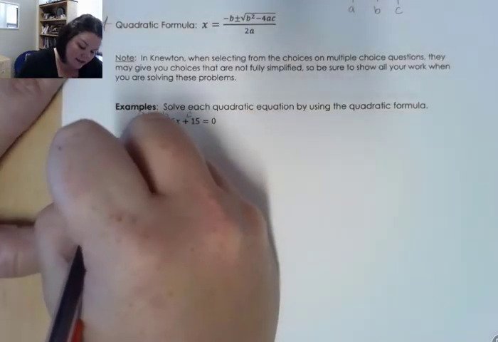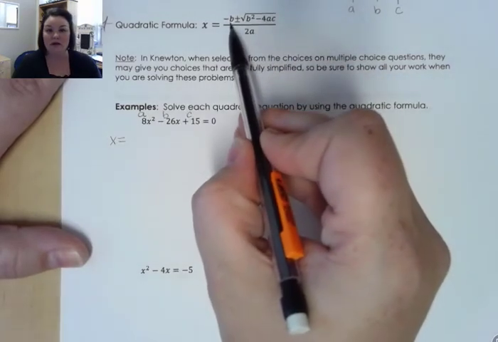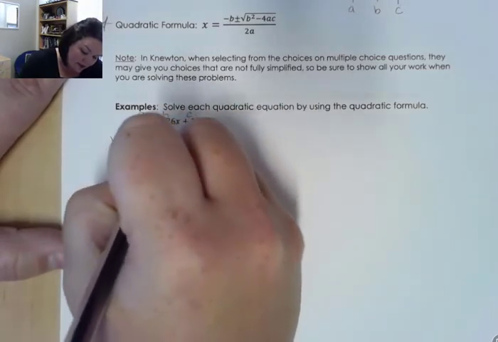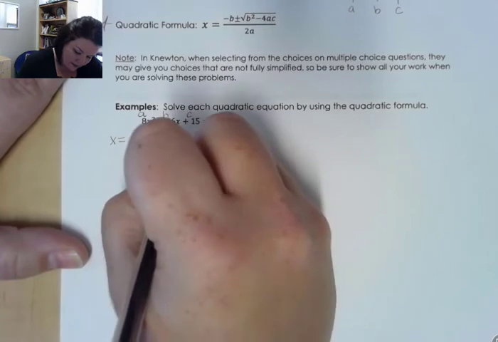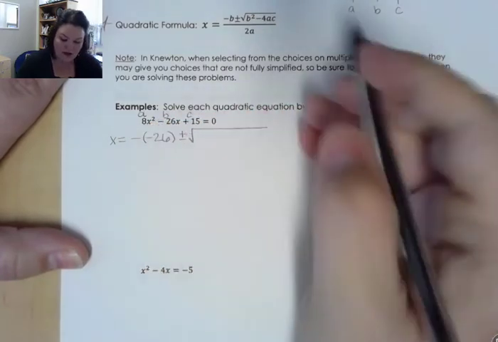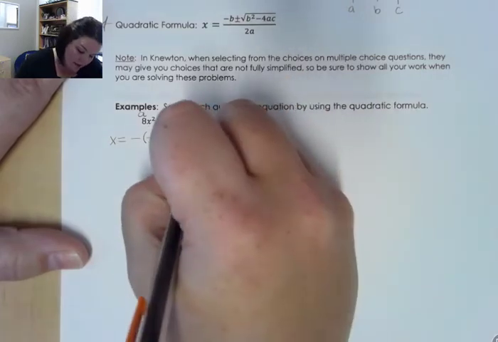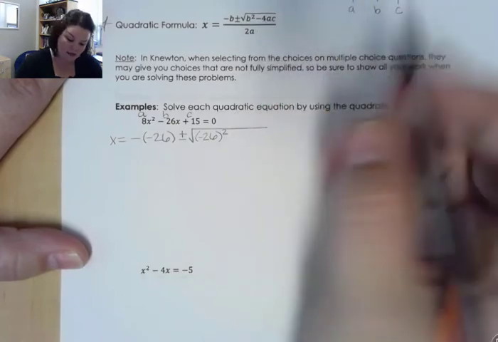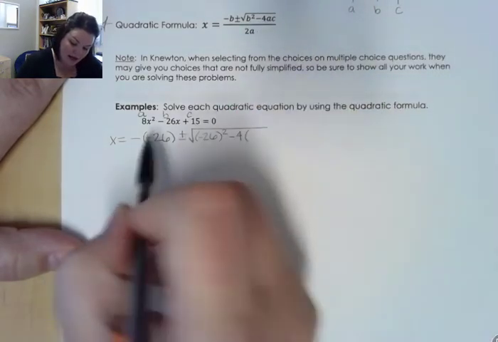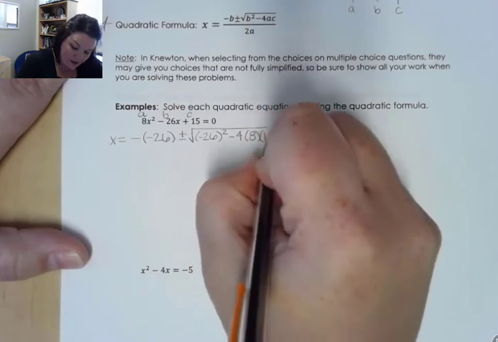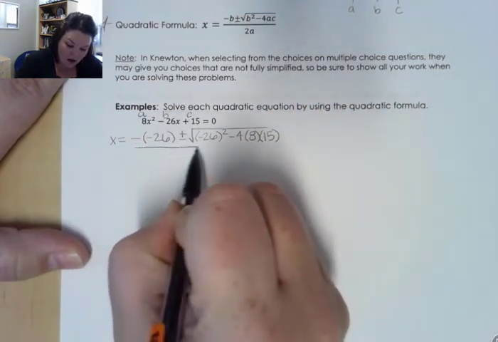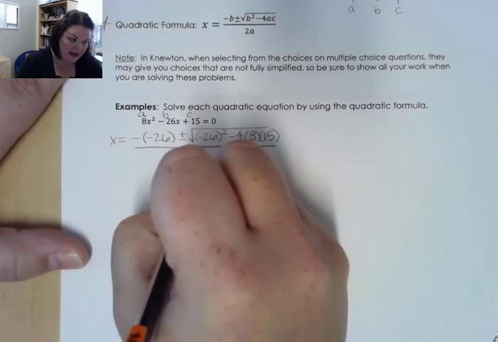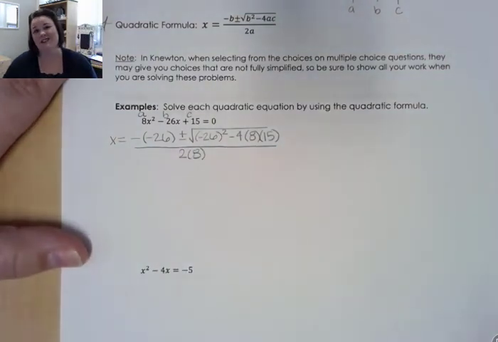So the quadratic formula says that x is equal to negative b, or the opposite of b. So if my b is negative 26, I'm going to do the opposite of negative 26, plus or minus the square root of b squared. So again, my b is negative 26 squared. Then we're going to do minus 4ac. So minus 4 times my a, which is 8, times my c, which is 15. And then it's all over 2a, so 2 times my a, which is 8. Okay, so now that we have everything plugged in, now it's just a matter of simplifying.